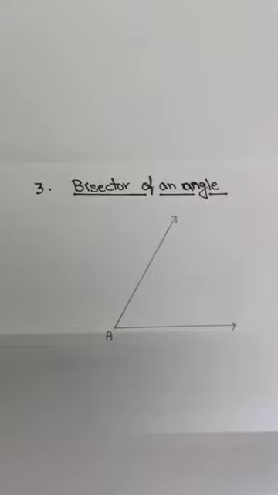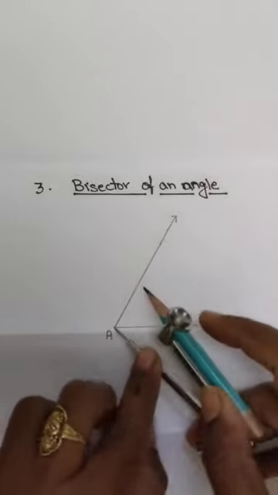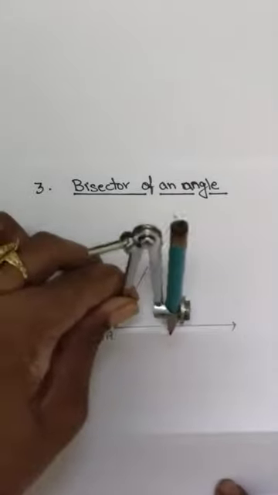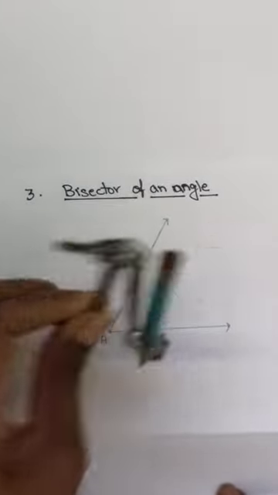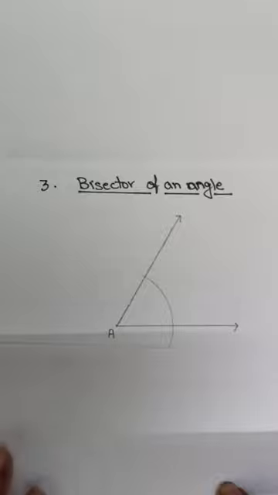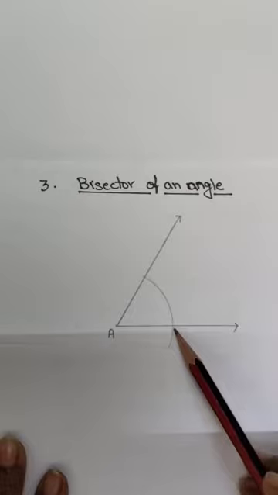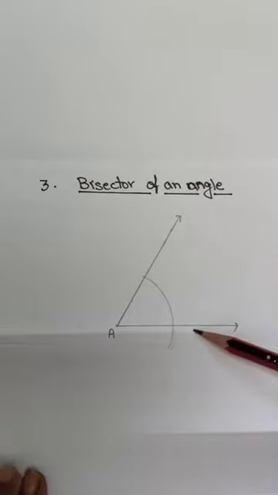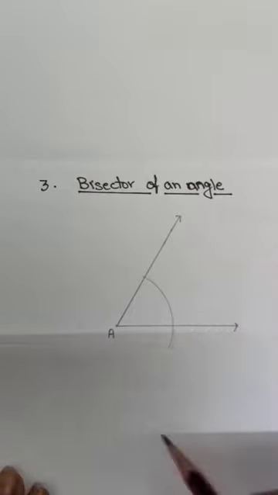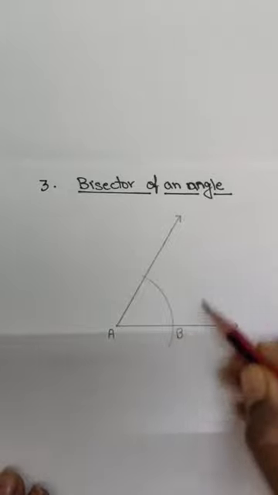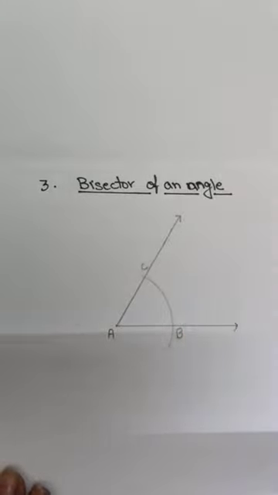Now with A as a center and taking a suitable radius, draw an arc to cut both the rays of angle A at B and C. We can open our compass to any radius. So this arc will cut both the rays of angle A at B and C. This is point B and this is C.